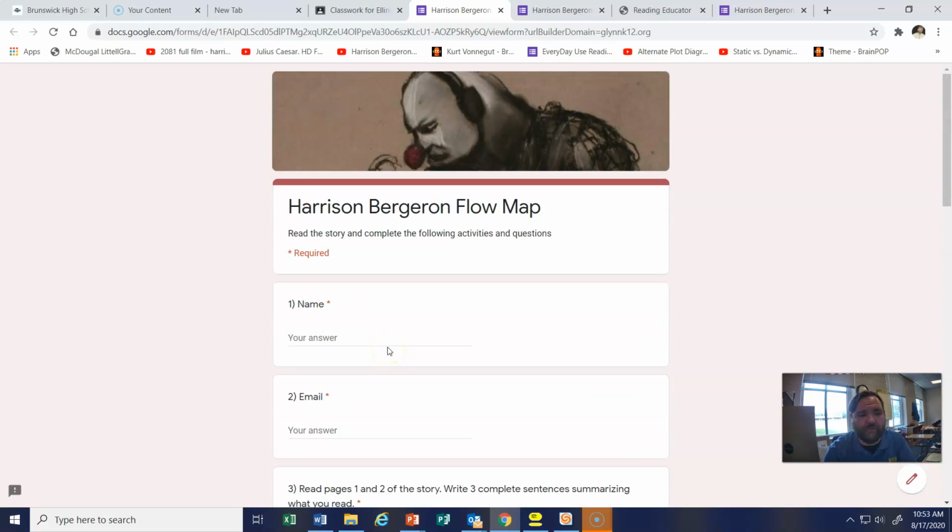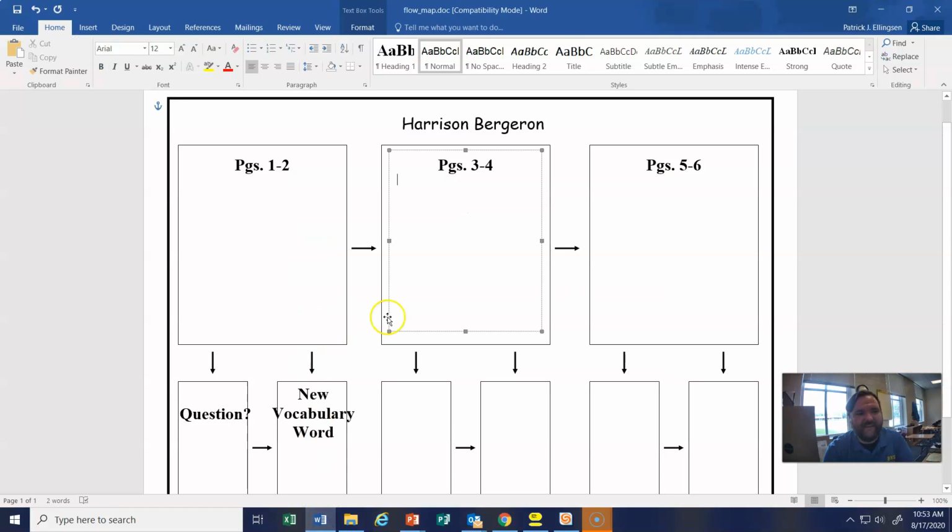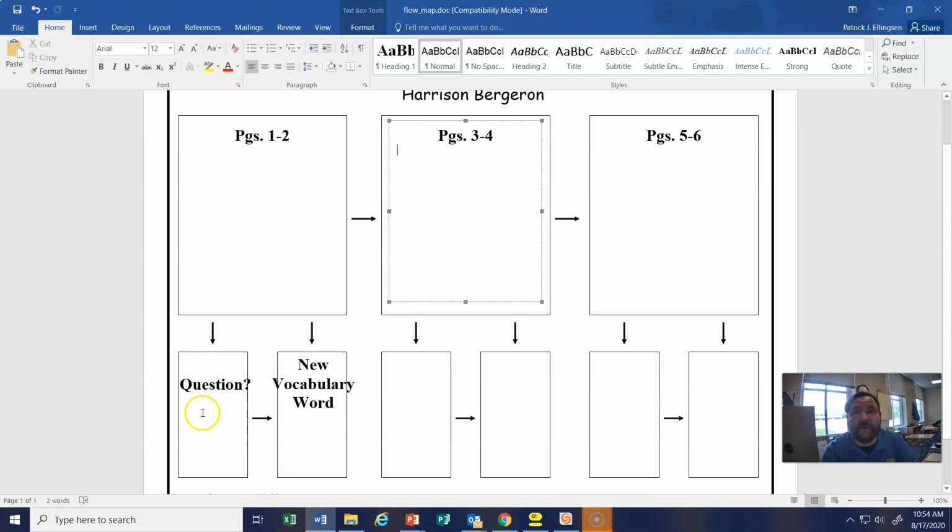The reason it's in a Google form is because the other way is on paper, and it just doesn't work that well with Google Docs. But this is an official flow map. It's a type of thinking map. It's supposed to really help you engage with your reading. So pretty much what you're doing is you're writing 3 sentences telling me what happened in the pages. You're coming up with a question you have about those pages in the reading. And you're coming up with a vocab word and a definition.